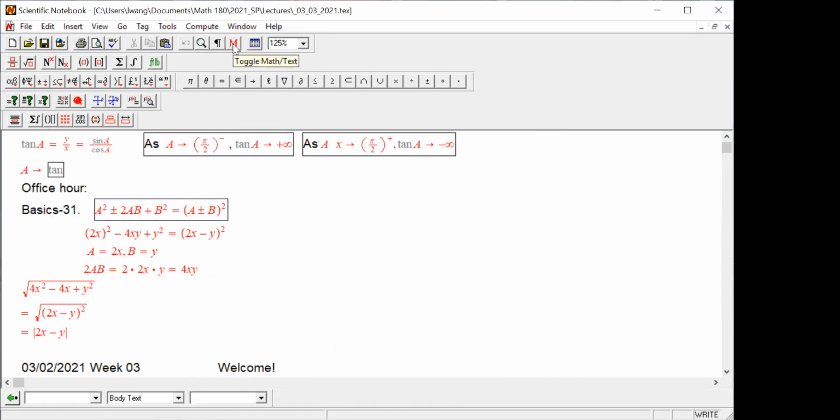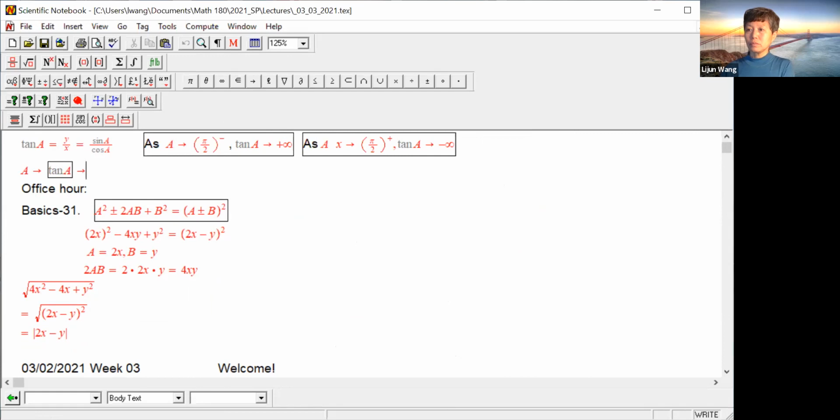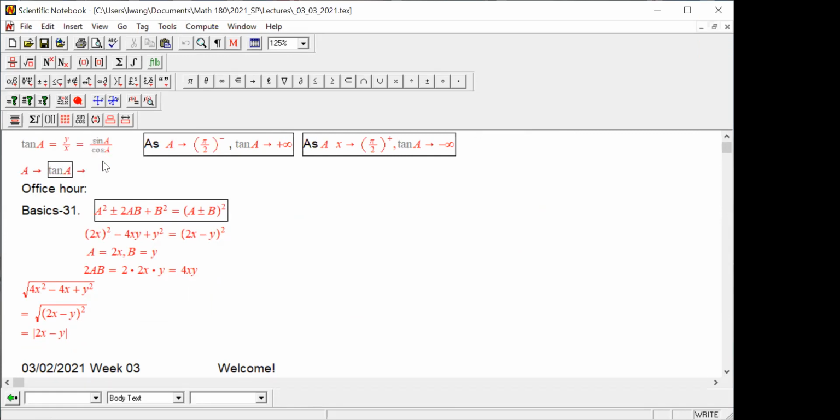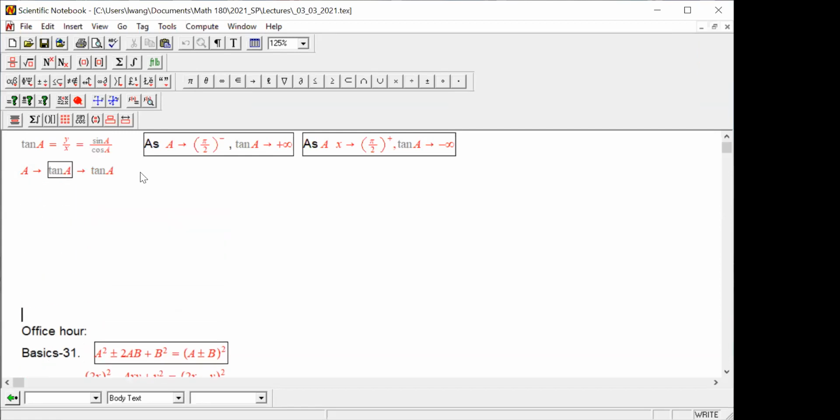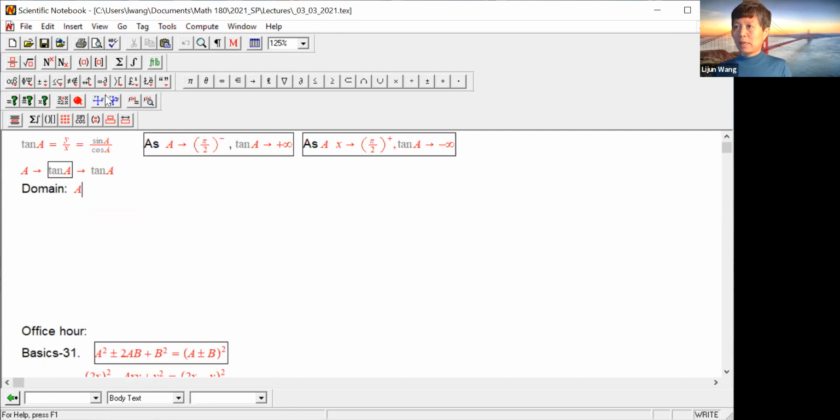Domain cannot be any odd multiples of pi over 2. Very good. The range is infinity. Perfect. Infinity, that's incomplete. From negative infinity to positive infinity, right? Domain, the angle cannot be odd multiples of pi over 2. Oh, sorry. Of pi over 2.